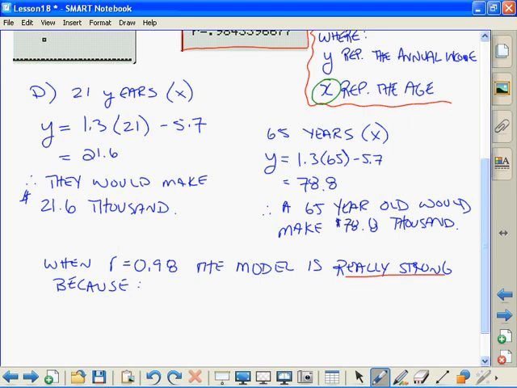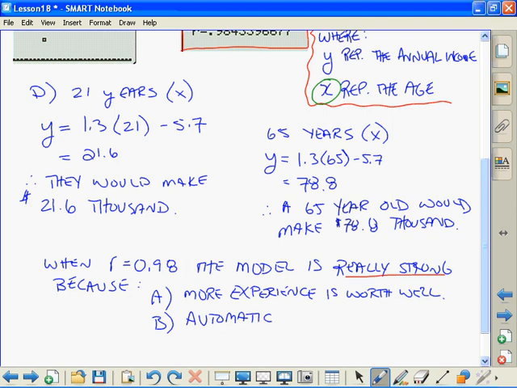Why is that? These are factors beyond the question, but I want you to be able to do this. It's for this project, extending it. So why does this make sense? Well, more experience is worth more. If you know your job really well, and you do a great job with it, you should be rewarded. And most companies will reward that experience. It may be automatic. If you put so many hours in or so many years in, you get automatic increases.